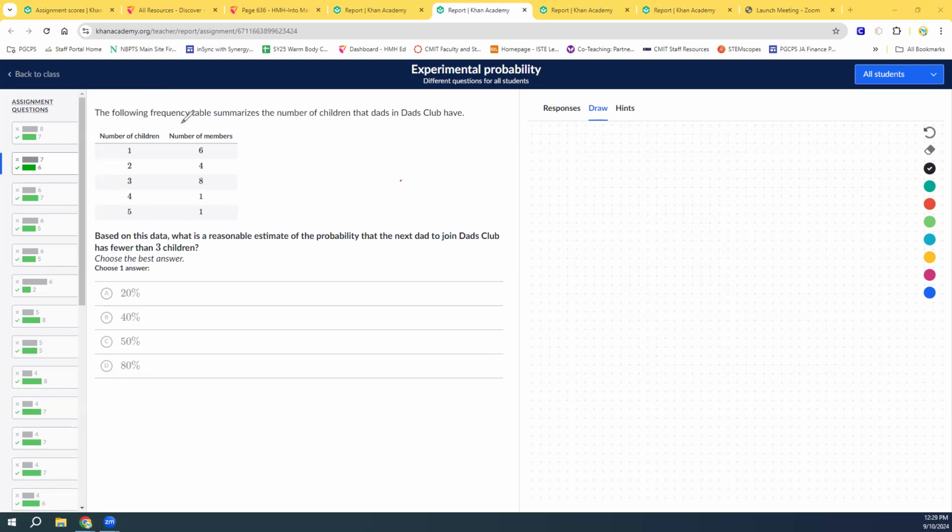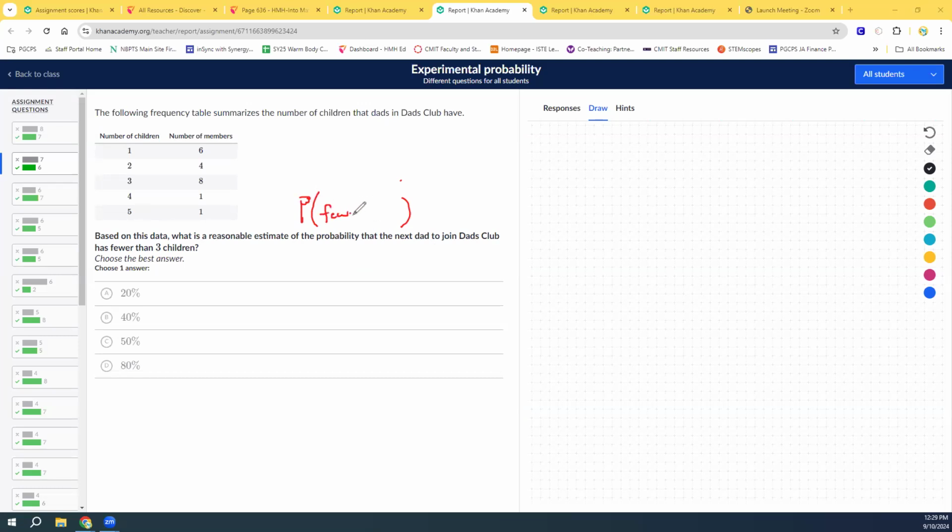The following frequency table summarizes the number of children that dads in Dad's Club have. Based on this data, what is a reasonable estimate of the probability that the next dad to join Dad's Club has fewer than 3 children? It's really helping me to write what the question is asking in probability notation: the probability the next dad to join Dad's Club has fewer than 3 children.